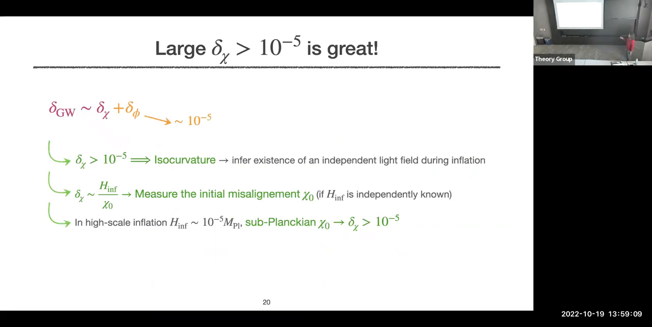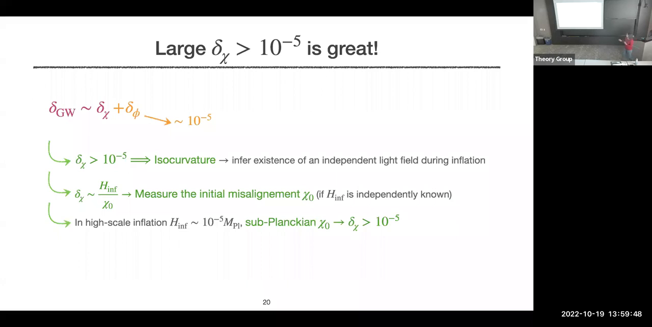And clearly, if the delta chi, which is the anisotropy in the ALP sector, is much smaller than 10 to the power minus 5, it will be completely hidden under the Sachs-Wolfe contribution and its cosmic variance. So you will not actually be able to say anything about the light field. However, if the delta chi is bigger than 10 to the power minus 5, it's isocurvature and has to come from some other light field. So a gravitational wave and hence delta chi of greater than 10 to the power minus 5 directly implies the existence of another light degree of freedom, another light field or quantum field during inflation.